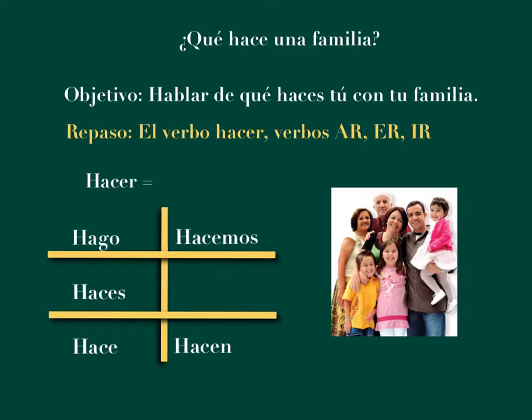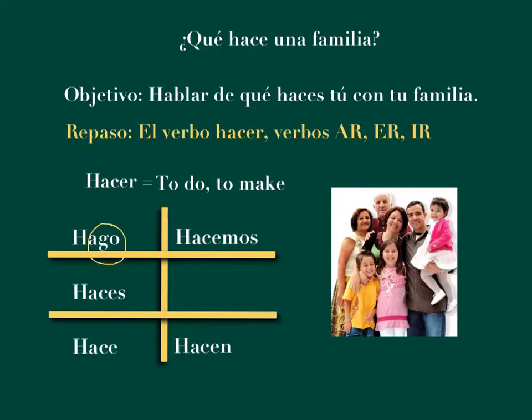Bueno, primero, el verbo hacer significa to do or to make. Yo hago, tú haces, él, ella hace, usted hace, nosotros hacemos, ellos, ellas hacen, ustedes hacen. Now you'll notice this verb hacer in the yo form has hago with the go instead of just the o or haco. You'll see another verb like that in just a minute, but it's important to remember it's a little bit different in the yo form. This is called a go verb.